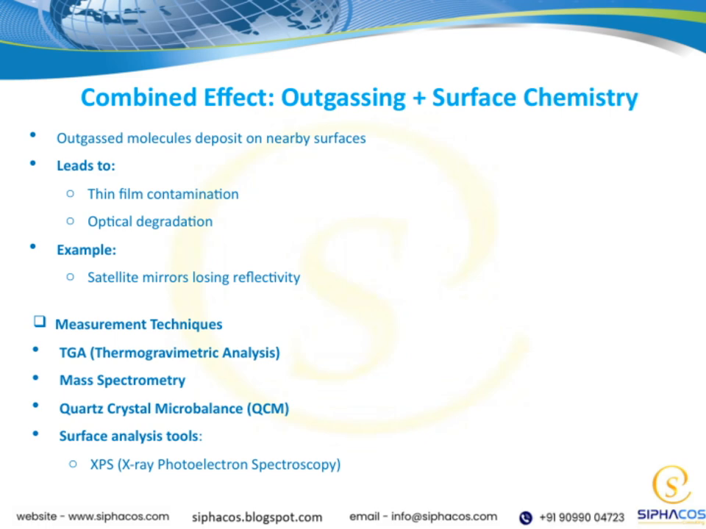When we consider the combined effect of outgassing and surface chemistry, it becomes clear that molecules released during outgassing can deposit onto nearby surfaces. This process can lead to problems like thin film contamination, which can alter surface properties, and optical degradation, which affects the performance of optical components. For example, in satellite systems, mirrors can lose their reflectivity over time due to these contamination layers, reducing the effectiveness of the optical system. Understanding and monitoring these processes with the right measurement techniques is crucial for maintaining the performance and longevity of sensitive surfaces in various applications.